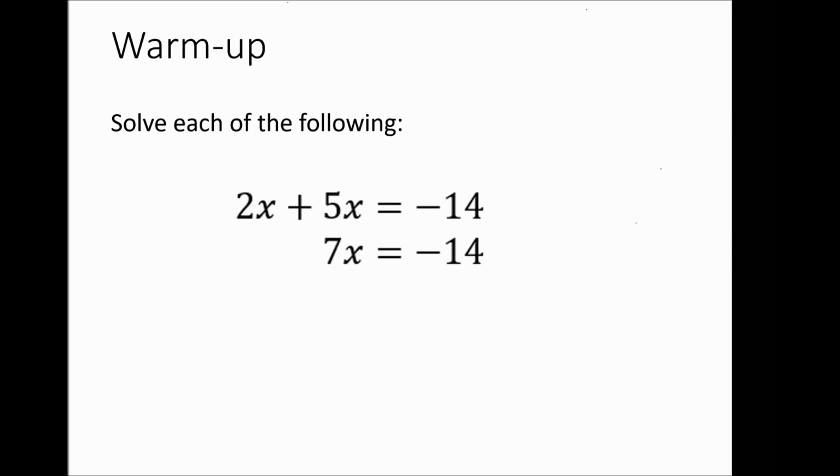Now once I get to here, I need to get rid of multiplying by 7. Of course we do that by dividing by 7. So if I divide both sides by 7, I get my solution of x equals negative 2.